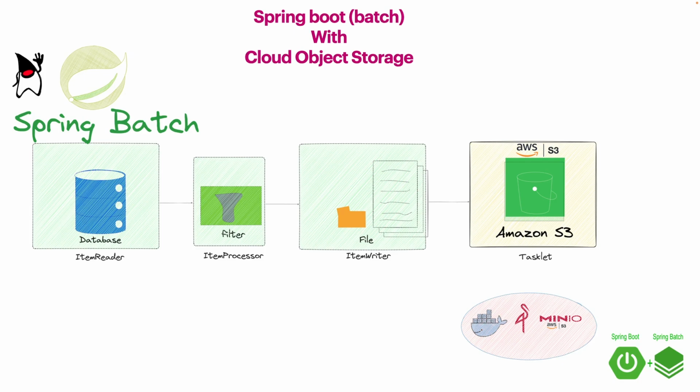So let's take a look at what we have done in our previous video. In the last video, we created a Spring Batch application which exports data. It reads from a database table, filters or processes the data and writes it to a CSV file. And then we created another step, which is a tasklet step, which has a single responsibility: to get the file and upload it to an AWS S3 bucket. So far so good, guys.